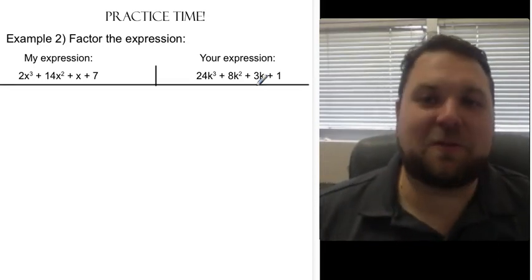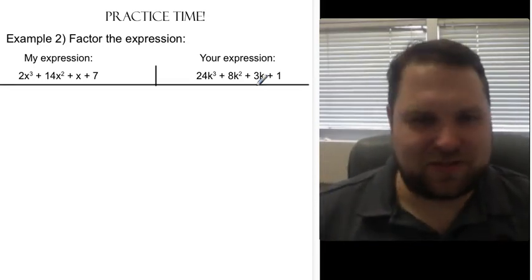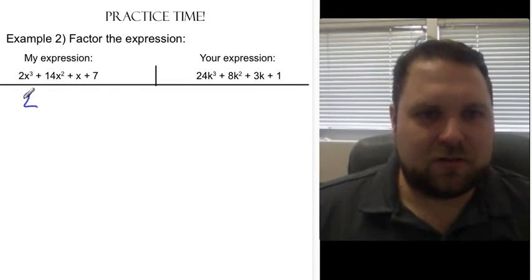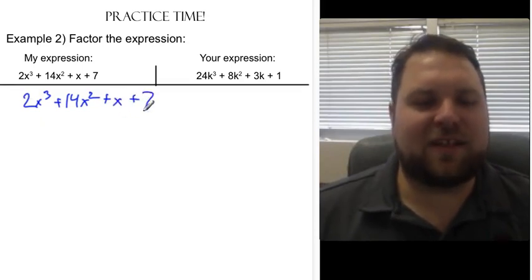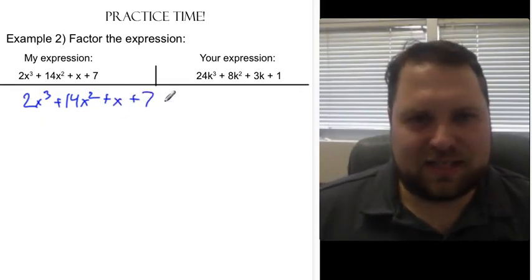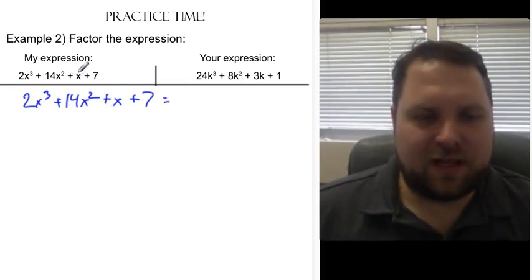These are long. There's no way around it. Hang in there as best you can. So, 2x cubed plus 14x squared plus x plus 7. We must check and see if we can use a greatest common factor first.